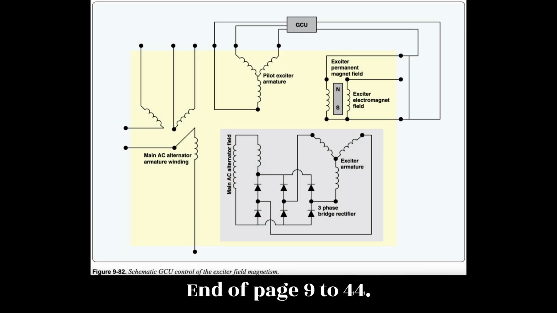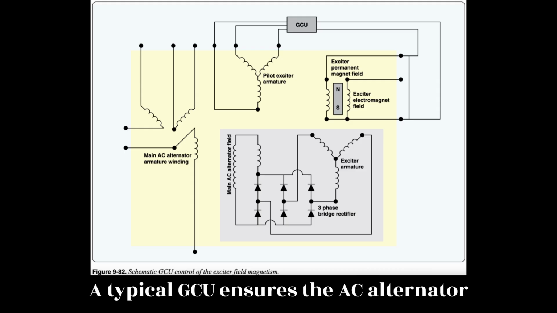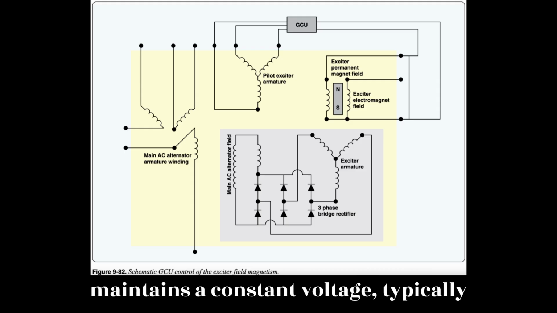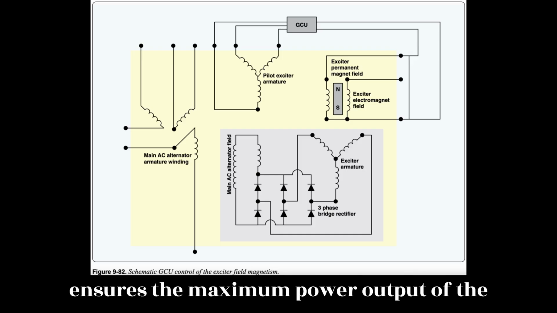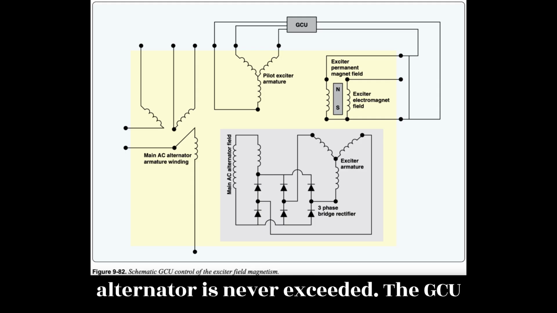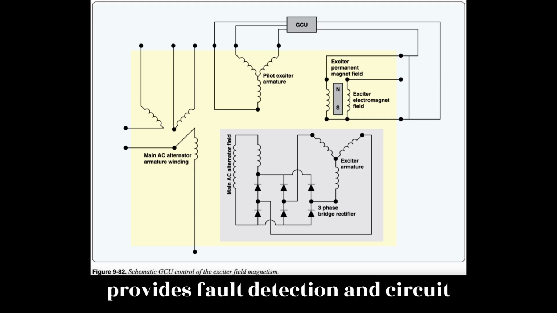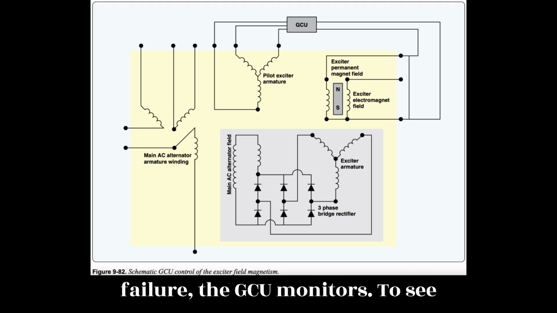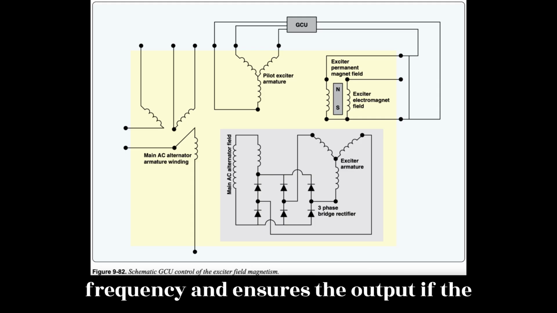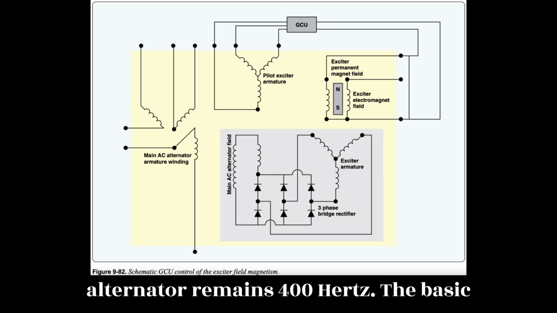End of page 9-44. A typical GCU ensures the AC alternator maintains a constant voltage, typically between 115 to 120 volts. The GCU ensures the maximum power output of the alternator is never exceeded. The GCU provides fault detection and circuit protection in the event of an alternator failure. The GCU monitors AC frequency and ensures the output of the alternator remains 400 Hz.